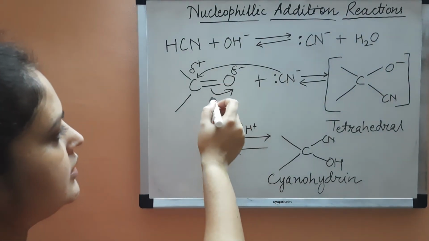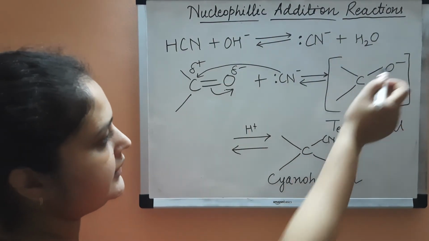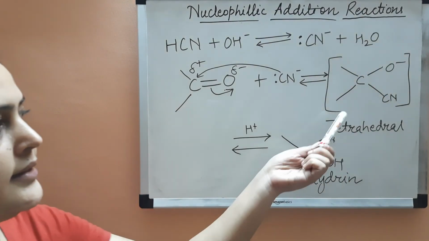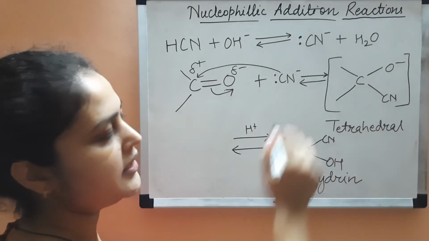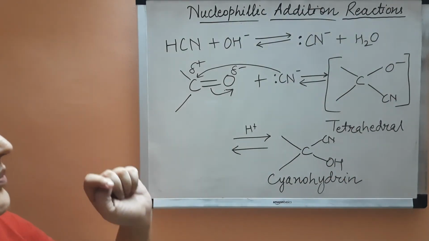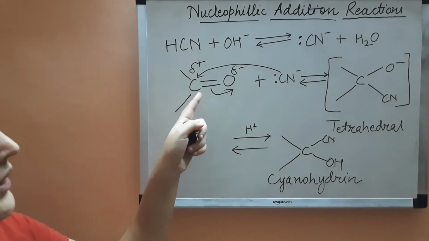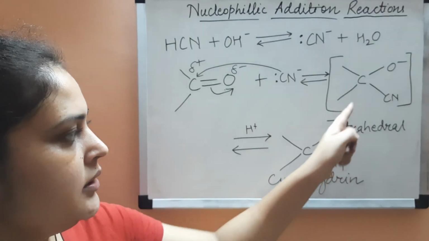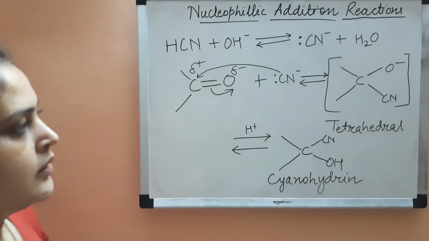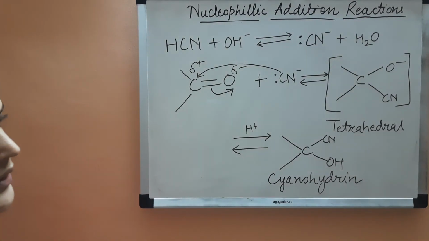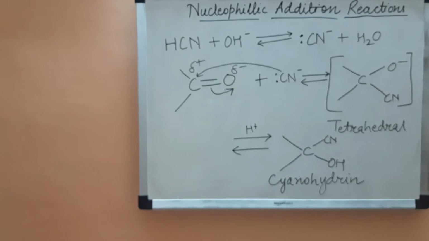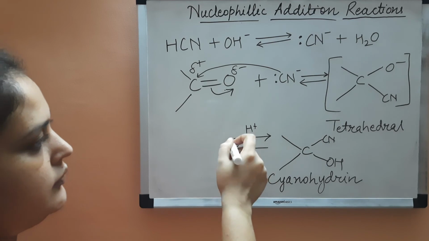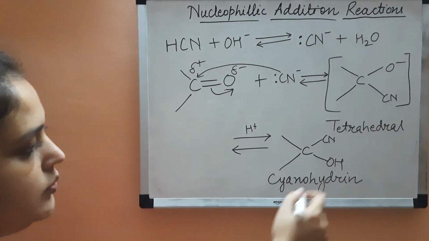Then this double bond will shift here to give the oxygen a negative charge, and you will get the tetrahedral intermediate. Why is it tetrahedral? Because the carbon is now sp3 hybridized instead of sp2. Here it is sp2, that's why it is trigonal planar, and here it is sp3 carbon, so it has tetrahedral geometry. Now the next step, step 2, as we have already studied in the mechanism, is the abstraction of a proton. This proton will be abstracted by the oxygen atom and you will get this product.